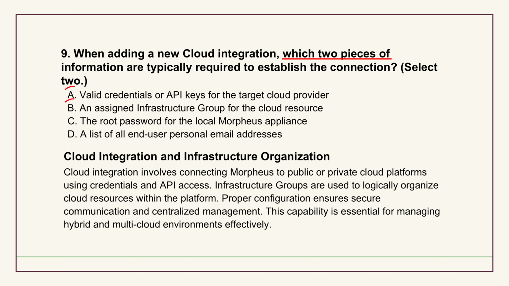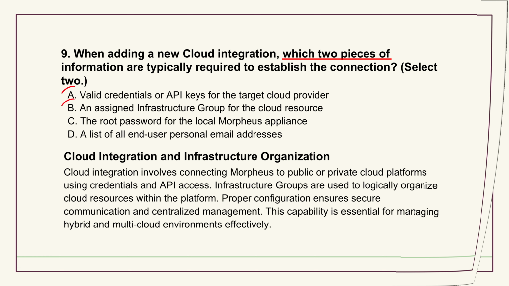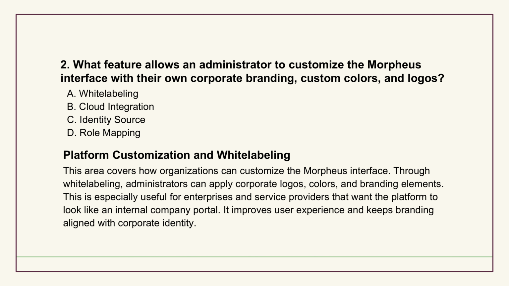So if you don't have a bucket to put the cloud in, the system won't let you pick up the water. That is a perfect analogy. The system needs to know where to file the data it is about to discover. So for the exam, it is credentials plus infrastructure group. Got it. Okay, moving to question 2.